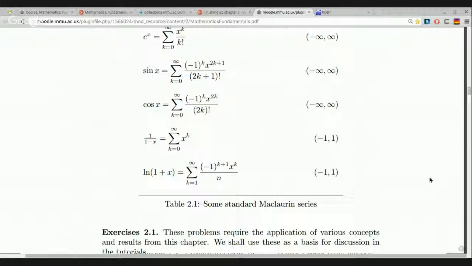So what we're going to do is we're going to consider this example, which is the sum of 1 over n times n plus 1 from n equals 1 to infinity. So we're going to look at this sum and try and figure out what it should be.